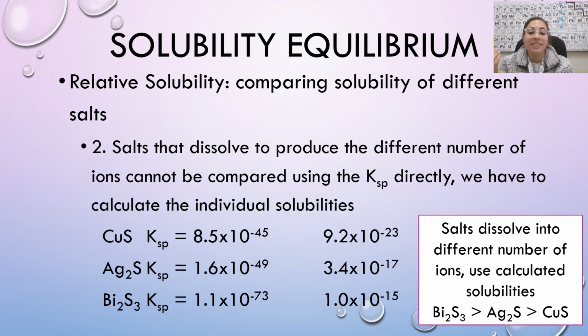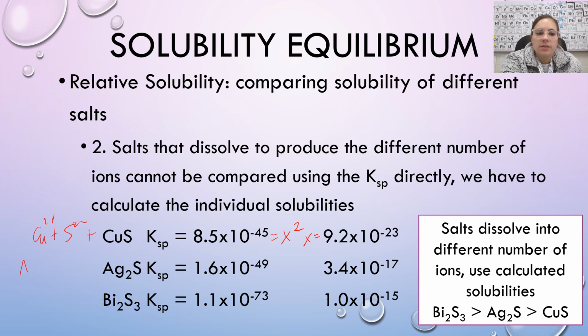If they dissolve into a different number of ions, now we can't just use Ksp. Now we have to take that extra step to actually calculate x, because they're not all going to be just the square root. For example, CuS dissociates into copper and sulfur. So this is going to be set equal to x squared. And so when you solve, x equals 9.2 times 10 to the negative 23rd.